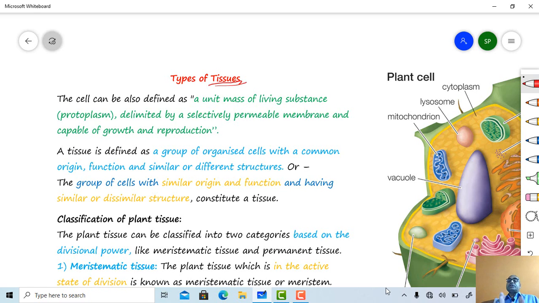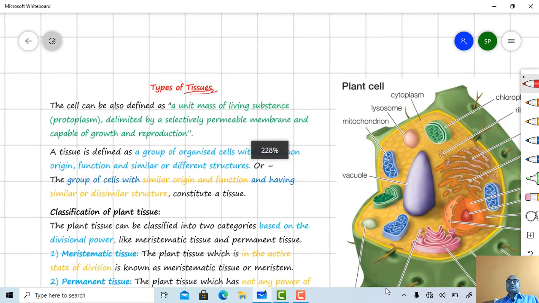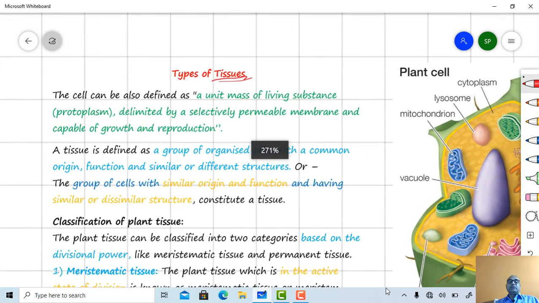So tissue, in general, is considered as a group of cells. Okay, and what is a cell? A structural and functional unit of life is generally considered as a cell. Okay, let's go into some details about the cell.